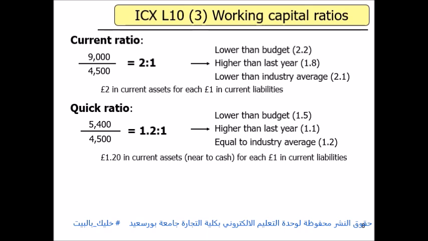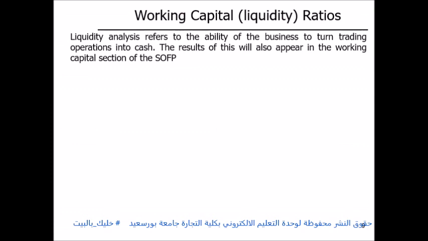The current ratio here is lower than the budget, higher than last year, and lower than the industry average. Regarding the quick ratio, it's lower than the budget, higher than last year, and equal to the industry average. It should also be remembered that budget ratio planning creates expectations that managers will work towards on a daily basis. This is an aspect of individual and group motivation relevant to the study of business and business accounting.